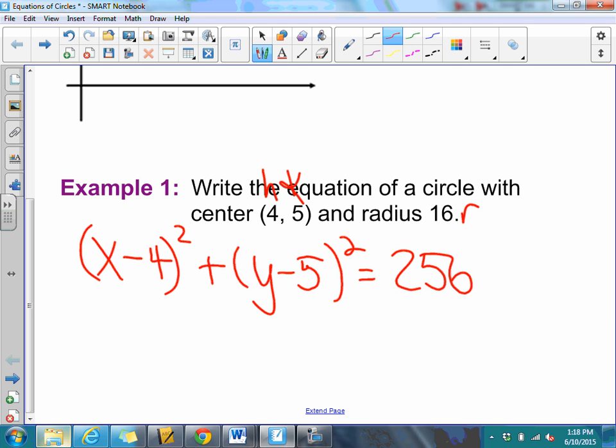That was it. You just plug your information into the formula. Nothing solving, that's it. I just answered for an equation. That's the equation, right?